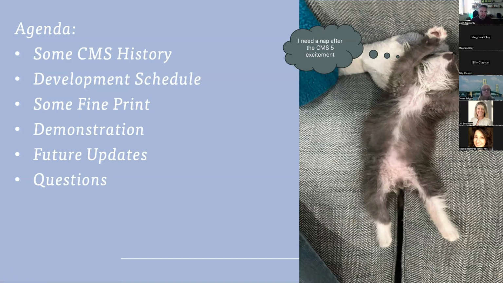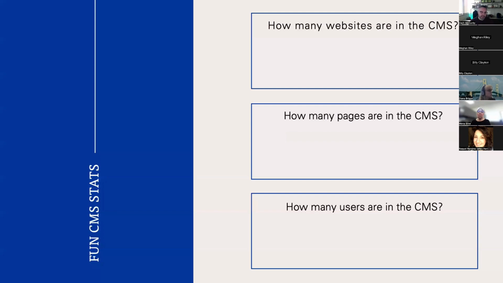On the agenda for today, we're going to talk a little bit about the history of the CMS. So just to kind of look at where we are and where we have been and where we're going. So talk about the development schedule, some fine print. We're going to be showing the actual CMS 5 and talking about some updates and some questions. And if you can't tell, you're going to see a lot of familiar, friendly faces here. So let's get started.